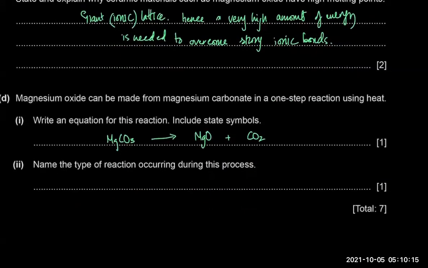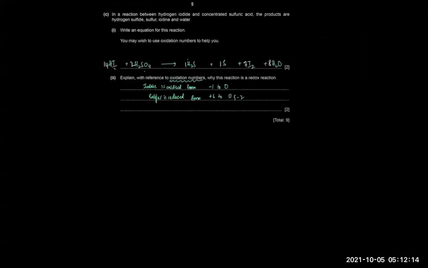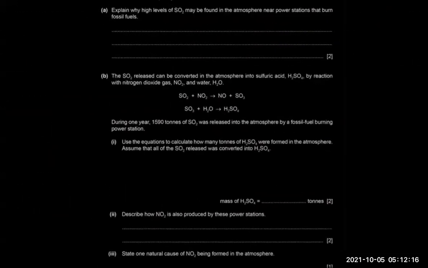Okay, so here we have magnesium oxide and carbon dioxide. Okay, and you have to give state symbols. So solid, solid, and gas. The type of reaction that occurs is just thermal decomposition. All right, next part. This is question number 3 then. Question 4.